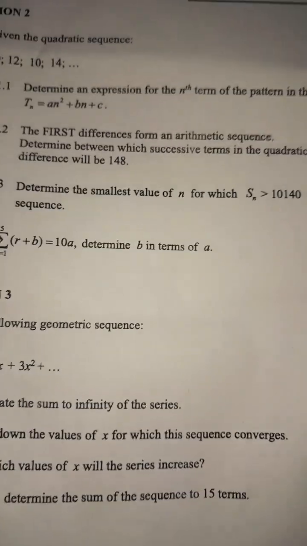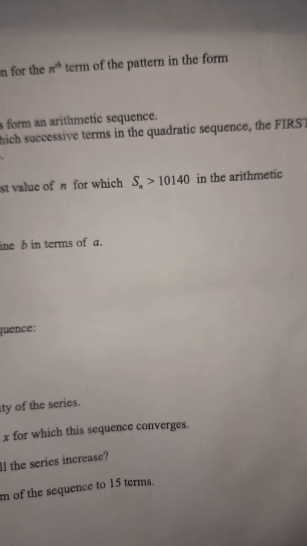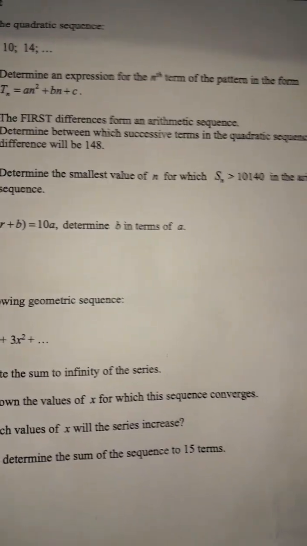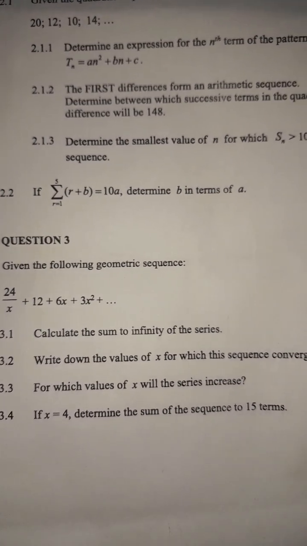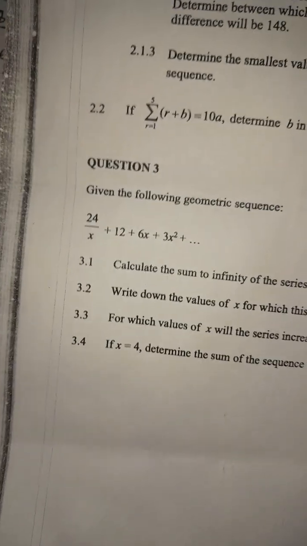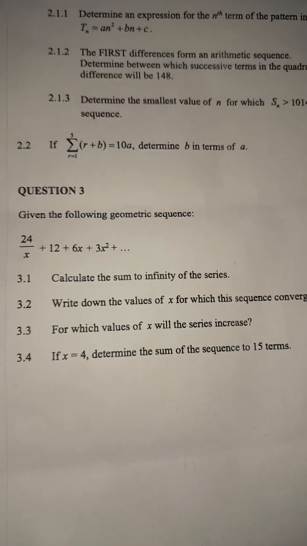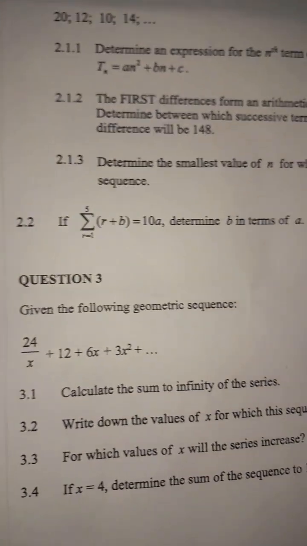Remember they said determine the smallest value of n for which Sn will be greater in the arithmetic sequence. Yes, that's the smallest value of n, so that will be 60. If you were to consider further, is there anything? I guess we can move further now.